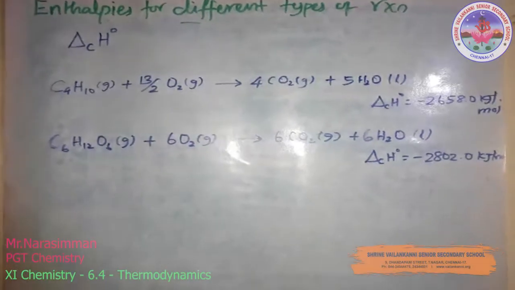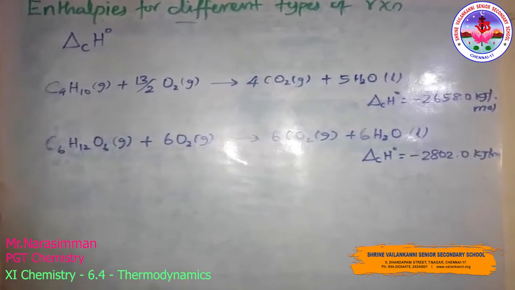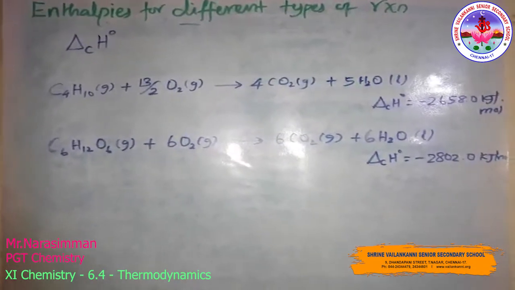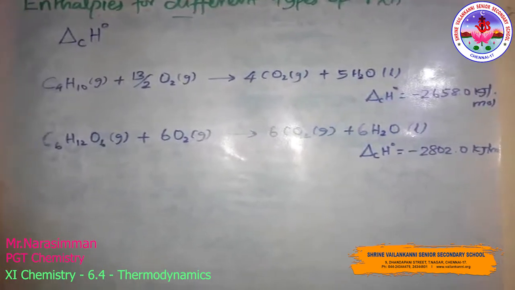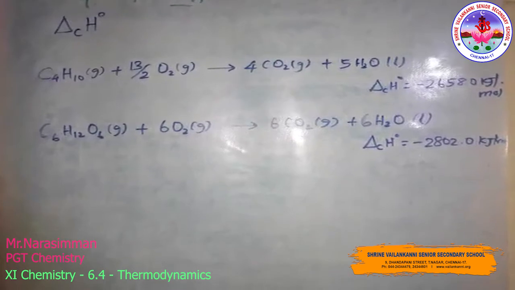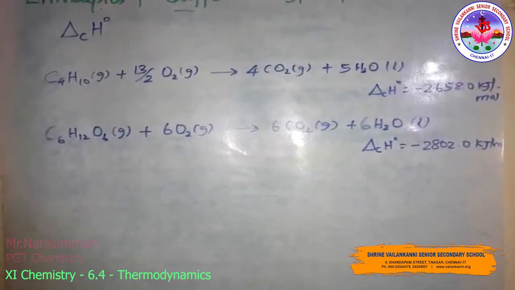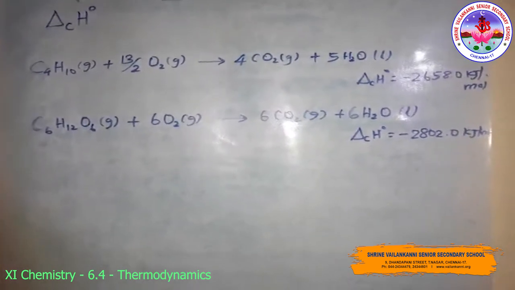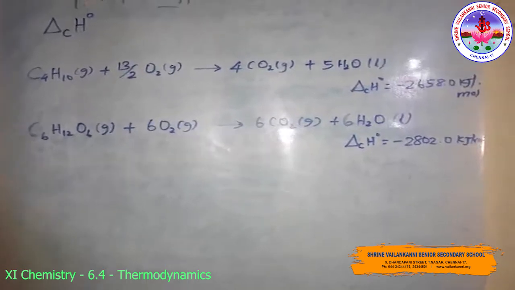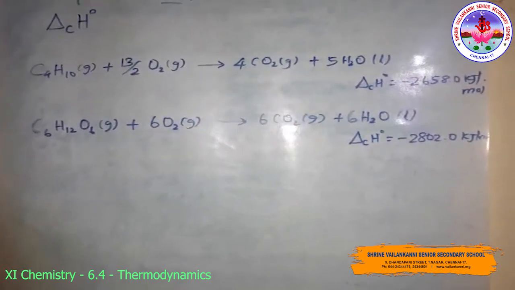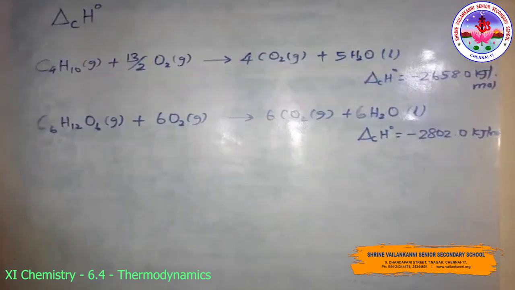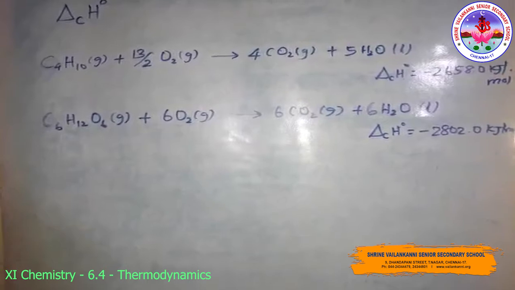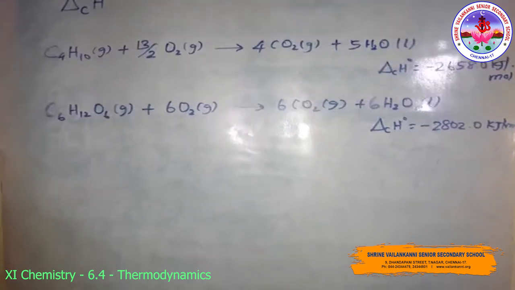Enthalpies for different types of reaction. What do the different types mean? First is the standard enthalpy of combustion, then enthalpy of atomization, then bond enthalpy, lattice enthalpy, enthalpy of solution, like this. So these are the enthalpies for different types of reaction. First we will discuss the standard enthalpy of combustion.